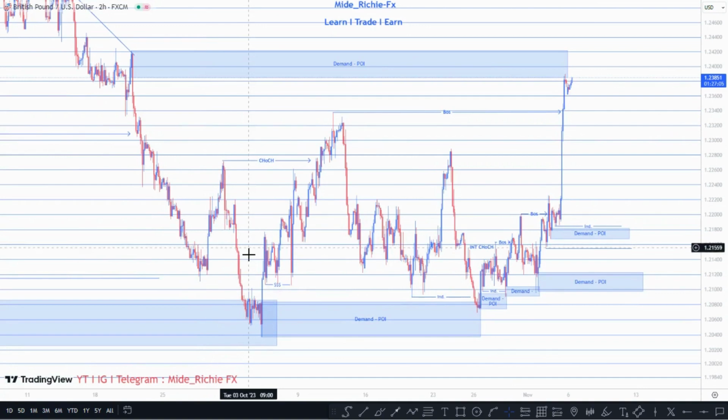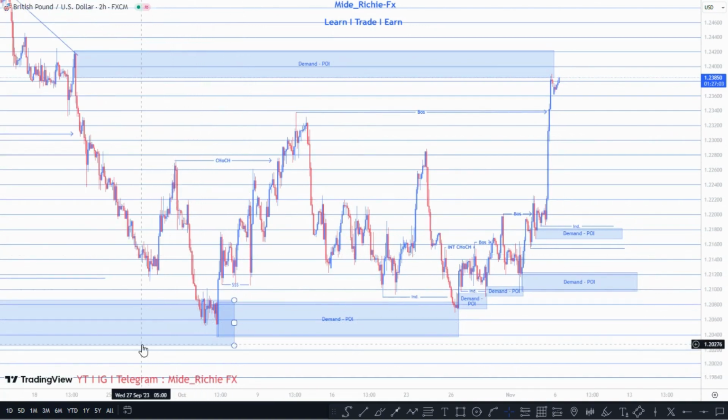So now you guys can see that we have a 3 hour demand zone right here, and the market mitigated it and then gave us a very nice reaction to the upside, which created a change of character right here. Then it gave us something like a triple low right here, and after taking out the triple low, gave us a very nice inducement, right?